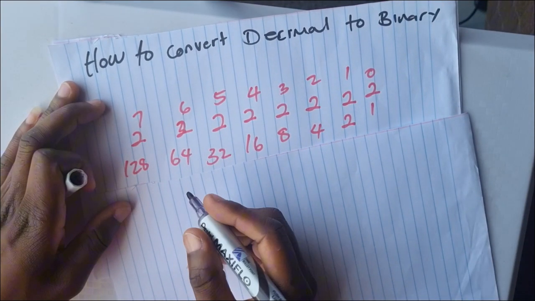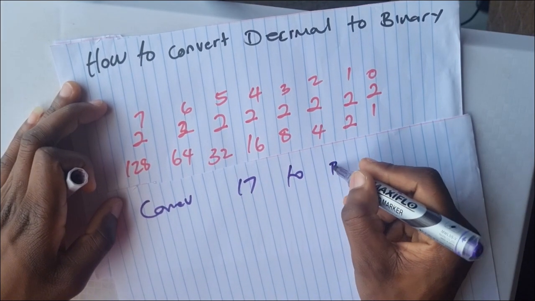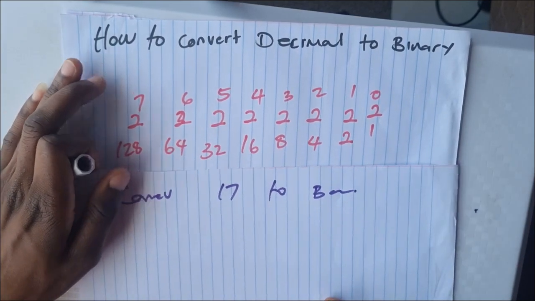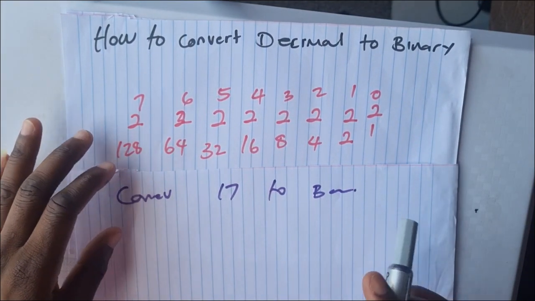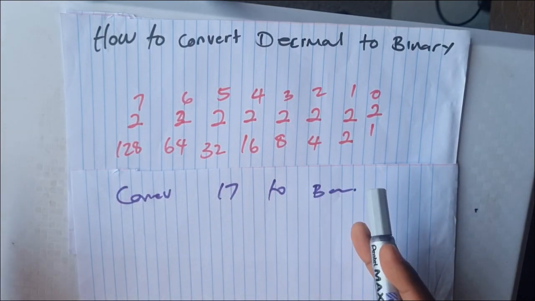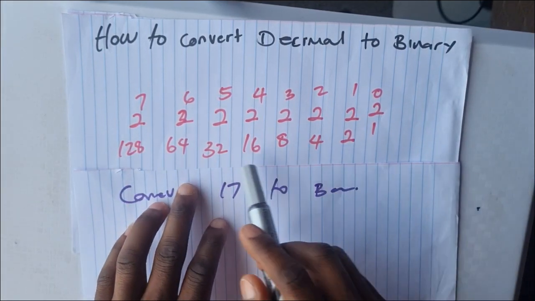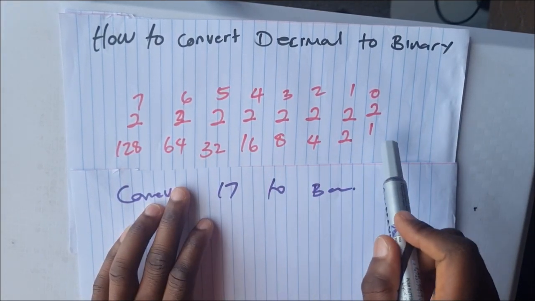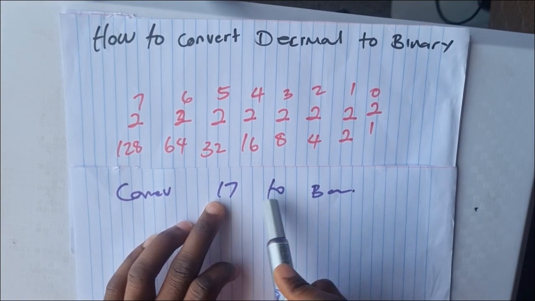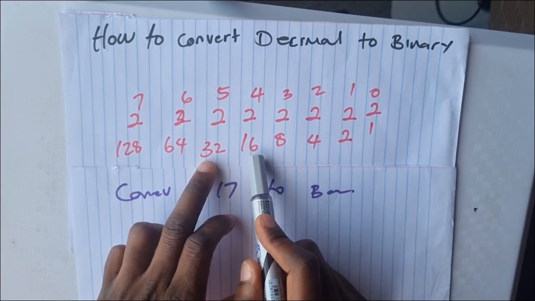So for example, let's say we want to convert 17 to binary. What we do in this method is look for numbers that add up to 17. We start from the highest and then add down to the lowest. The highest number that we can use is 16.